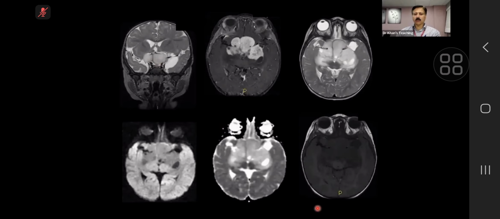Now, optic nerve glioma, this type of an optic nerve glioma has been shown in the exam, and my experience is that people have confused it because they have not seen it in their clinical practice.